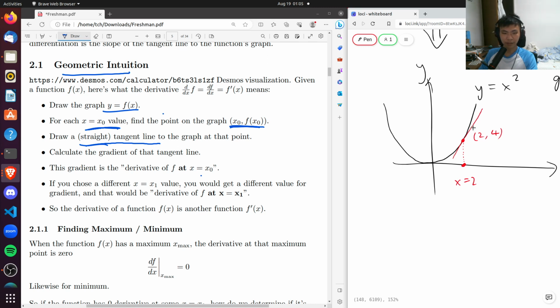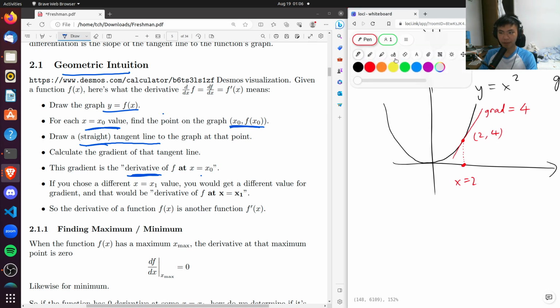And this tangent line is a straight line, so I can take the gradient. If we draw it super accurately, and actually in reality we do calculations to figure out the gradient, what you're going to get is that the gradient at this point is 4. Basically what we say is that the derivative of this function at this point is 4. But I'll talk more about the derivative soon.